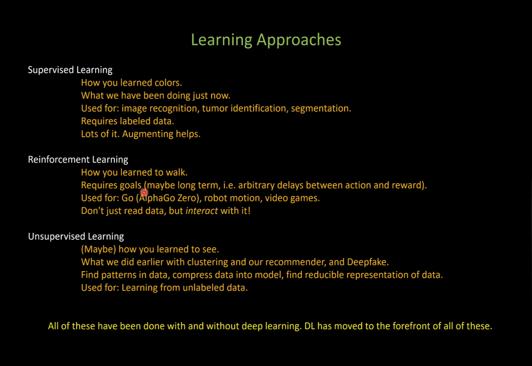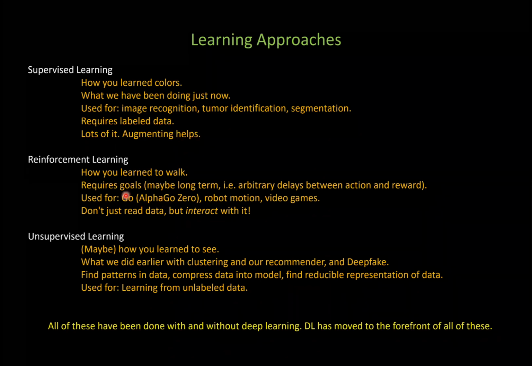There's also different ways of looking at what you're learning. We talked mostly about supervised learning with our digits. We had labeled data and we looked at it. That's how you learned colors. Your parents told you that's red. And when you pointed at a fire truck and said blue, they said, no, that's red. And that's how you learned what red is with supervised learning. So what we've been doing with our image recognition, and that applies to lots of other important areas, requires labeled data, which means it's expensive, but augmenting can help.